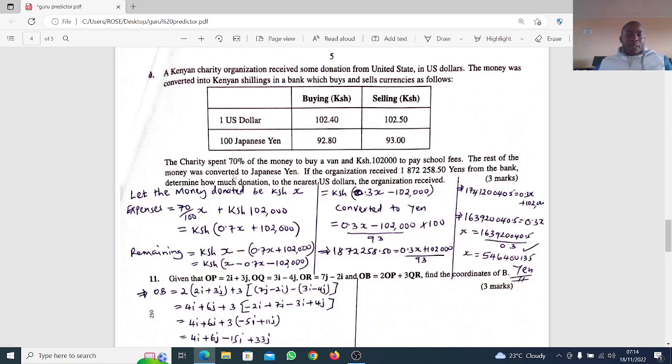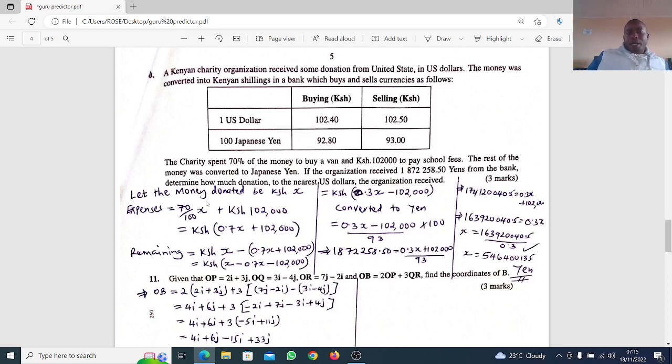The charity spent 70% of the money to buy a van and 120,000 to pay school fees. The rest of the money was converted to Japanese yen. If the organization received 1,872,258.50 yen from the bank, determine how much donation, to the nearest US dollars, the organization received. So after converting the rest, the remainder, this is what remained, it was converted to yen. And after being converted to yen, this is what was received. This is the remainder after every expenditure.